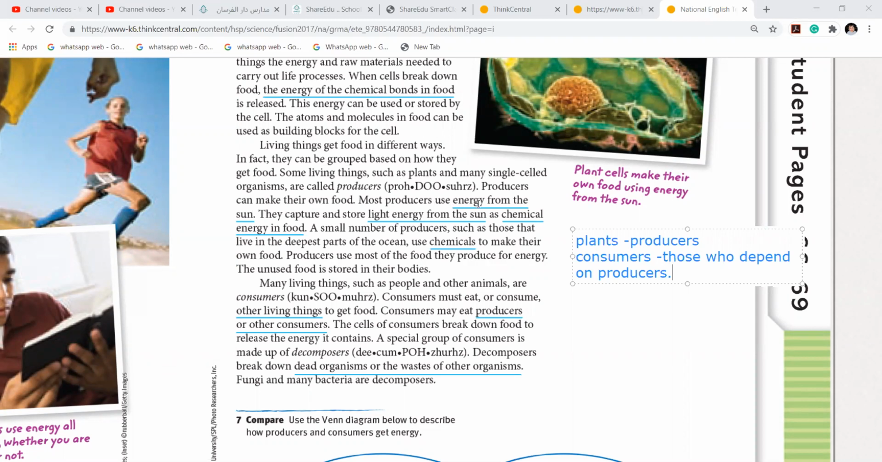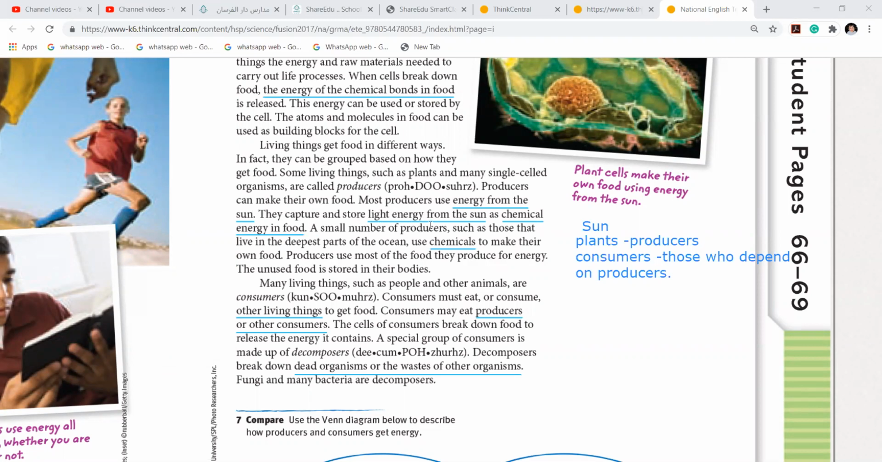Most producers, I cannot forget that. Most producers use energy from the sun. Even the sun is the most important source for producers. Because do you think without sun these plants can make their own food? No. Of course not. The sun is the main source for producers. But at night they can't make food. They will do the other process in the night. Okay. Most producers use energy from the sun.